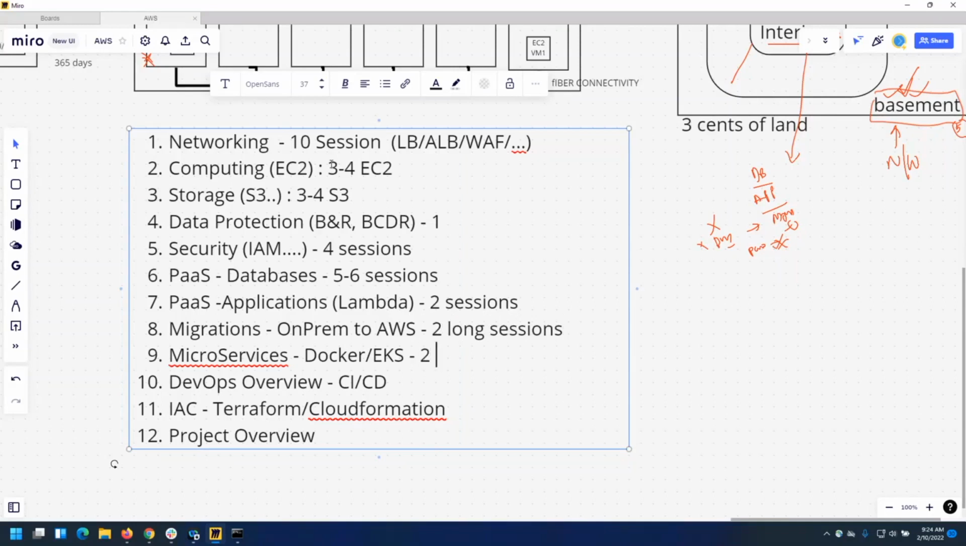Microservices, again, it's kind of an overview, will not go in depth and train you entire Docker. Entire Docker will take at least 15 hours. Entire Kubernetes will take at least 15 hours. So at least 2 long sessions I'll try and focus on AWS EKS and microservices. CI/CD will try and talk about 3 sessions. Okay, what is an overview and kind of setting up a pipeline and testing the pipeline. We'll try and focus on that. And CloudFormation template and Terraform, at least 4 sessions we'll try and focus on this. Project overview is the last session.